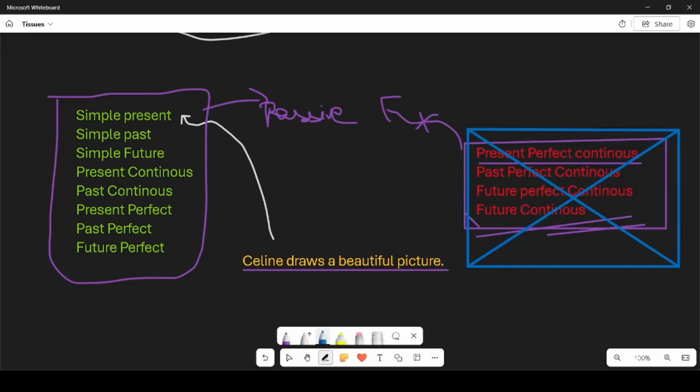Well, that's about the tenses. Now we will discuss a little bit about how modals change and how the pronouns change. Since this video has become a little too long, we will continue that modals and pronouns changing in the next video.